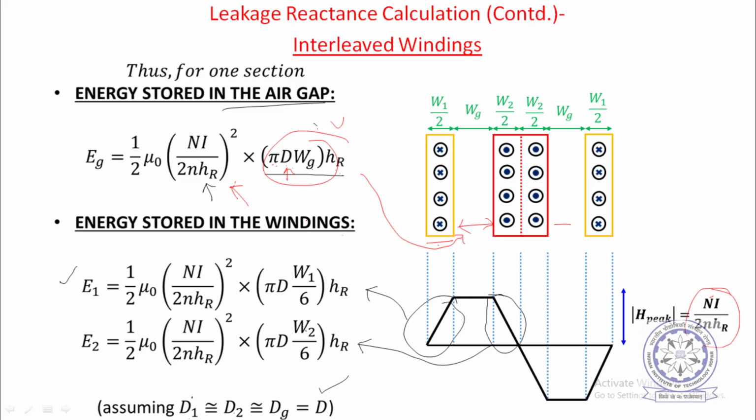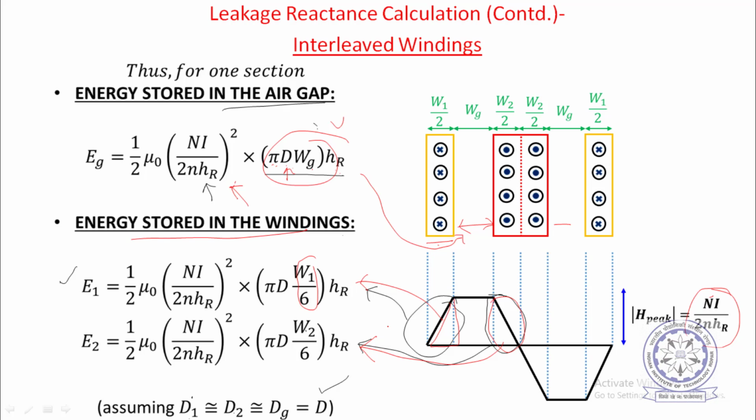Similarly, the energy stored in the windings, we have seen, is W, whatever the width, by 3. So here, since it is W1 by 2, W1 by 2 by 3, it will be W1 by 6. That is the only difference in this triangular portion of the wave. So the energy stored corresponds to this equation, and similarly in this portion, the energy stored corresponds to this one.